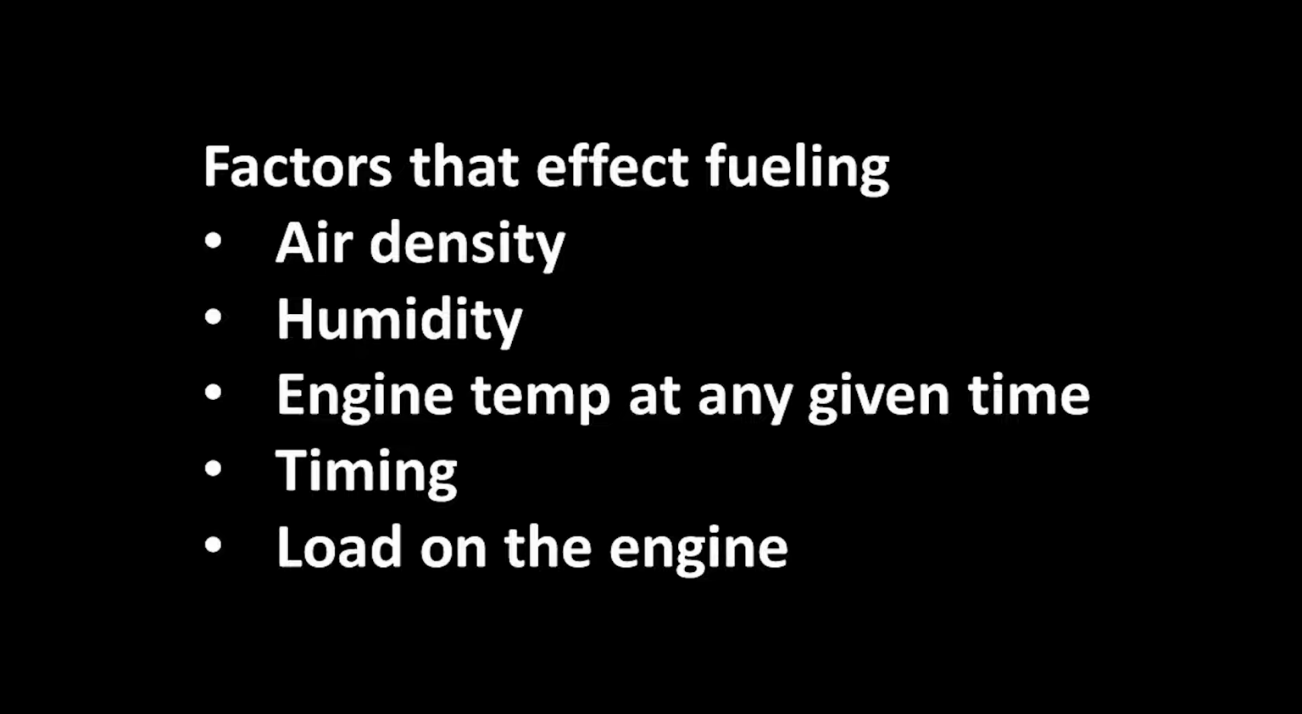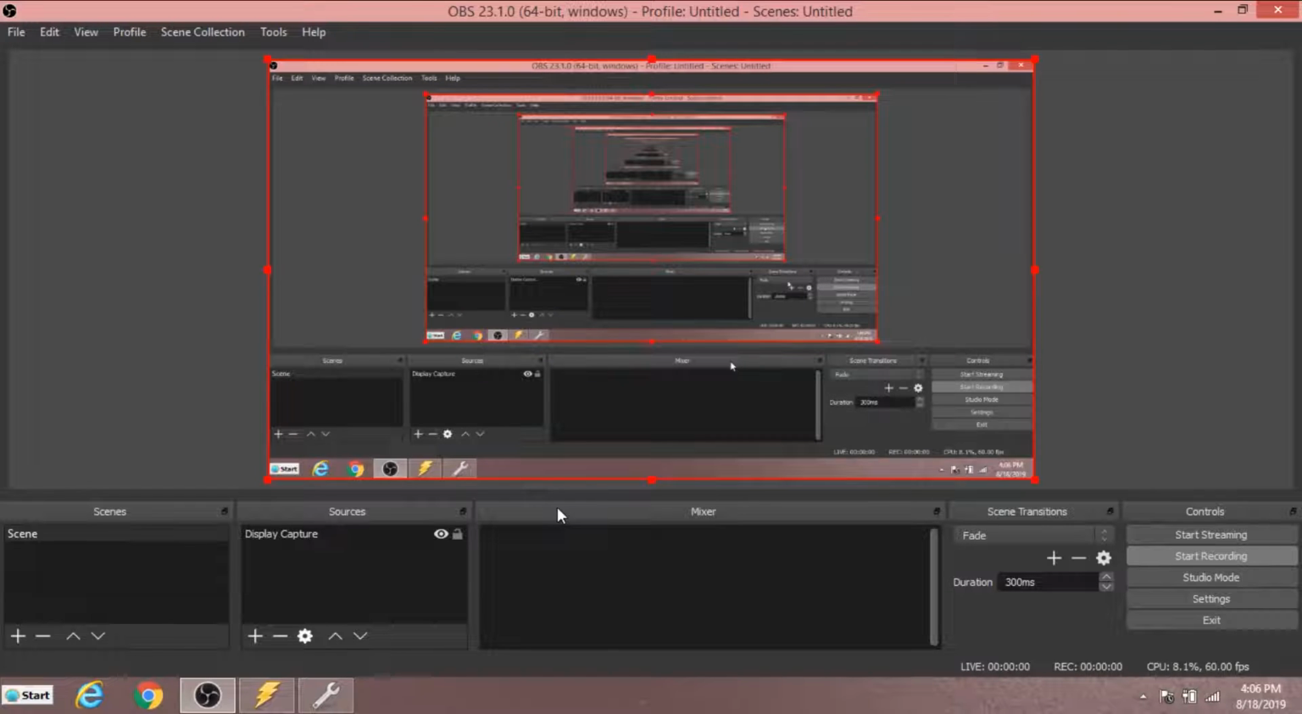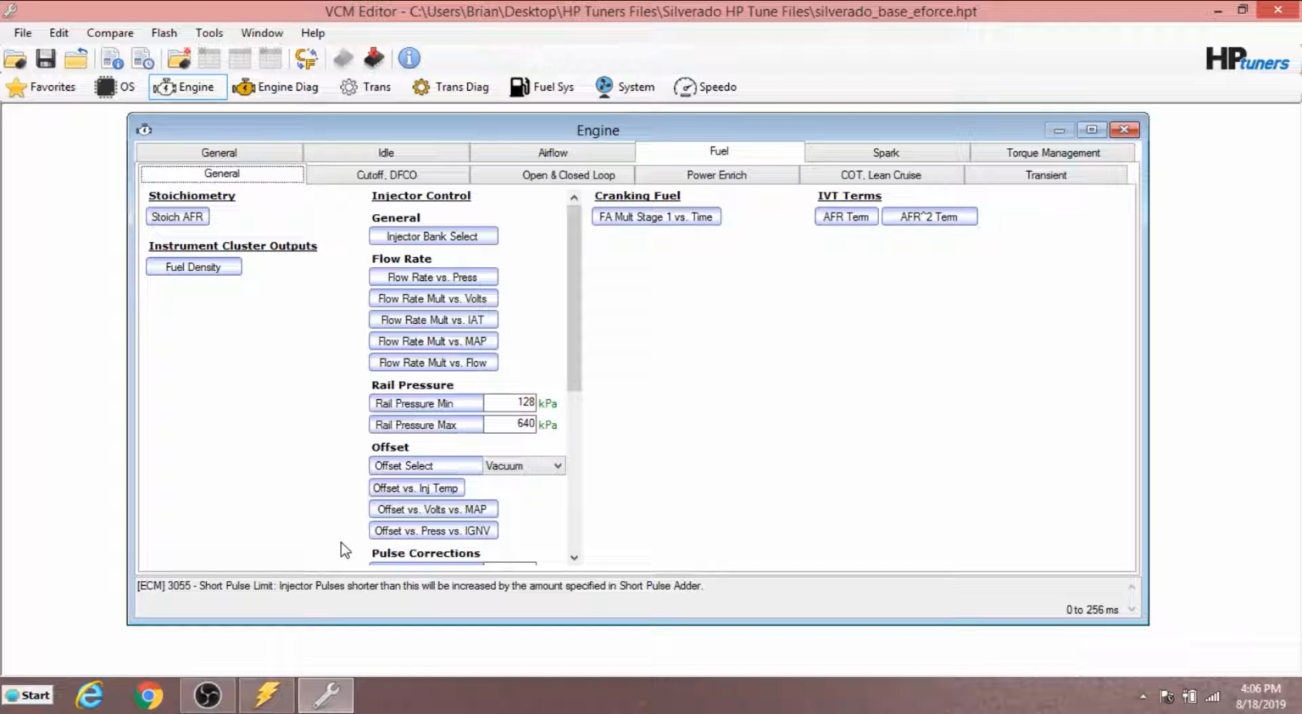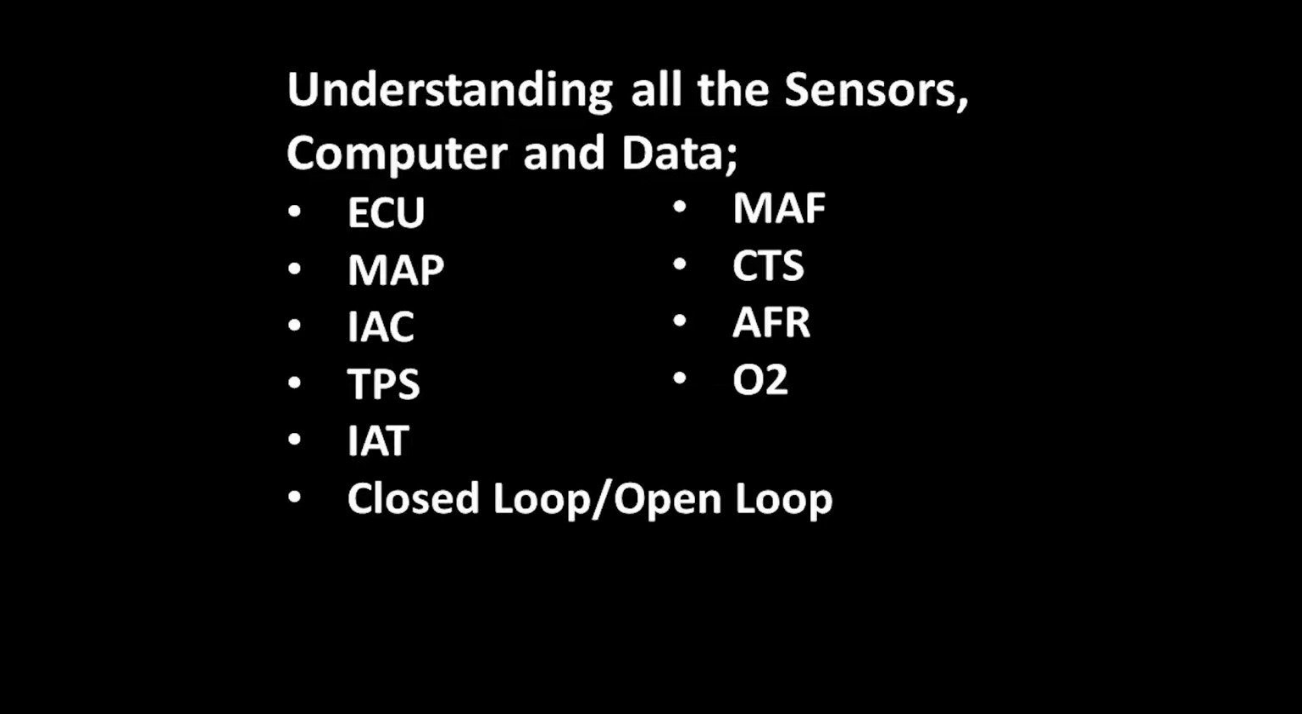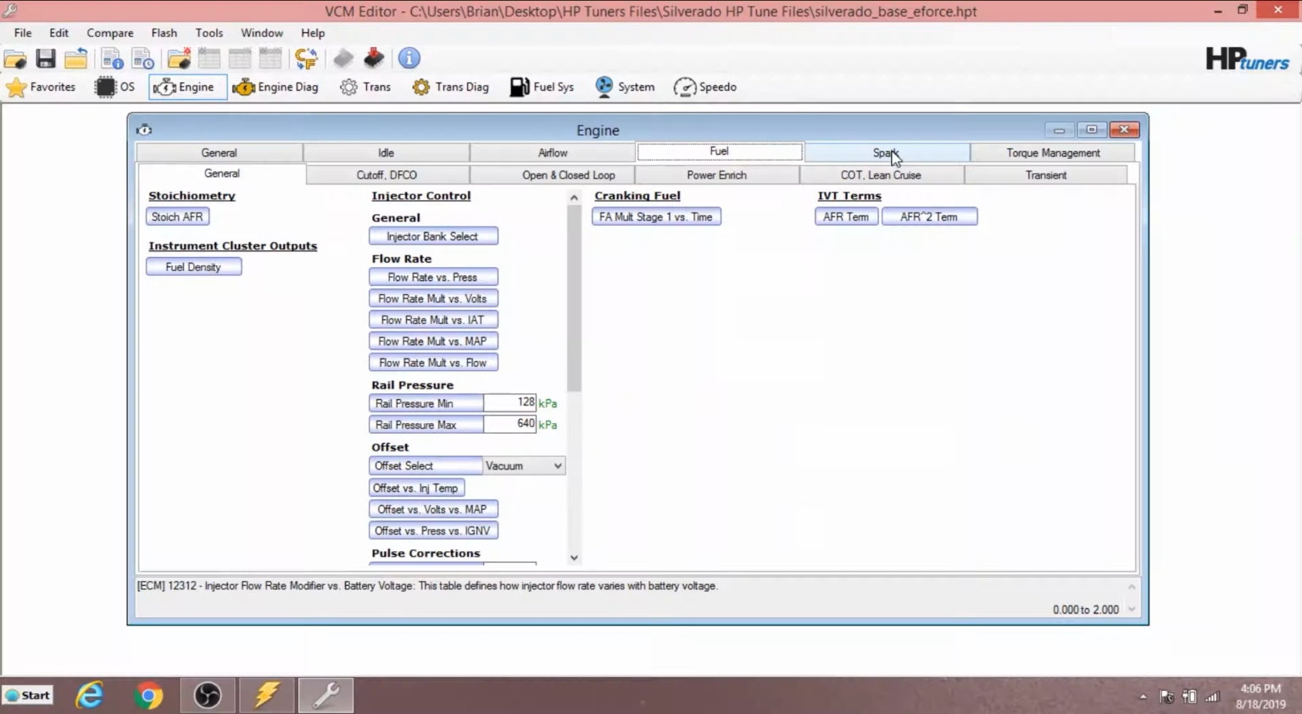Where AlphaN is just throttle position sensor and the engine RPM, and that's it. So for sure, most people will speed density tune everything when it comes to drivability, drag racing, autocross, whatever it is. You'll hear a lot of people talk about speed density, and that's why it's a better fuel strategy than AlphaN. So now that we understand what the two tuning strategies are and why speed density is way better than AlphaN, let's talk about the definitions of all those sensors and computer and everything else, so we know what they do and how it all works together.